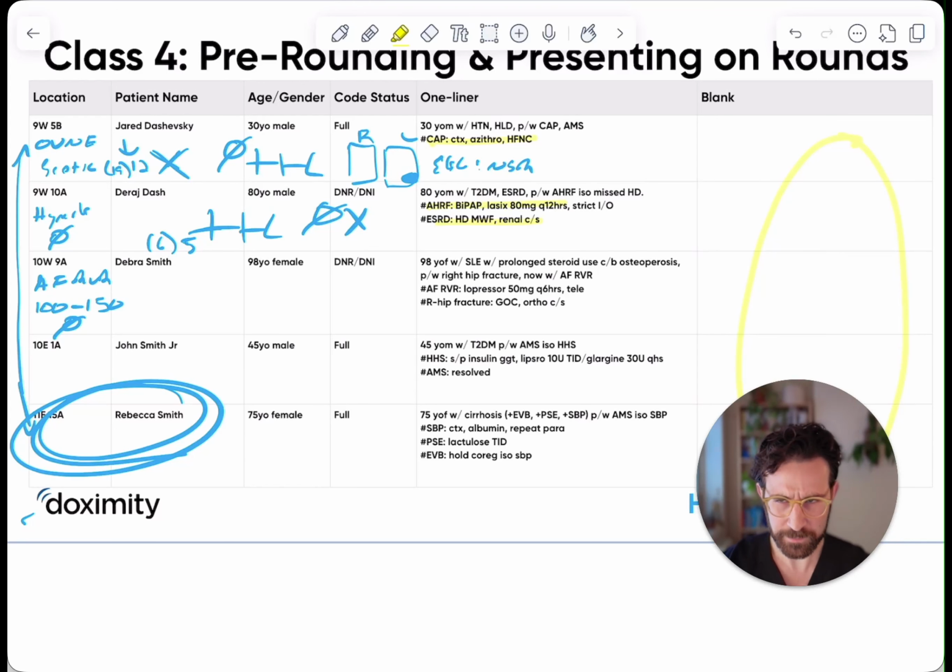Lab-wise, white blood count is 12 down from 19. Everything else unremarkable. BMP unremarkable. Chest X-ray showed a worsening left lower lobe consolidation. EKG normal sinus rhythm. Plan for Mr.